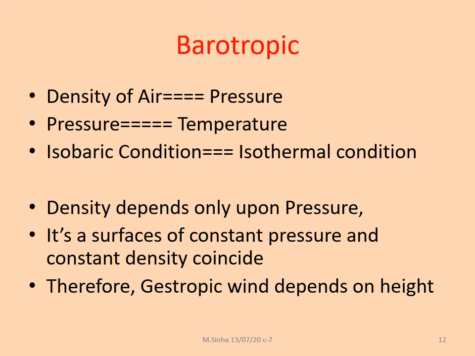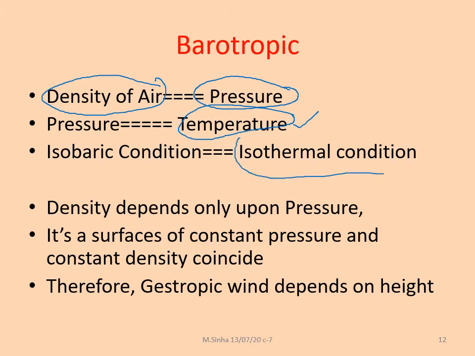Barotropic means it's related to the density of the air. Density of the air is related to the pressure condition, and pressure is related to insolation or temperature. So first is the pressure. Pressure depends on density. Pressure depends on temperature. Temperature depends on the insolation or the thermal condition. All these phenomena are related to the barotropic condition.